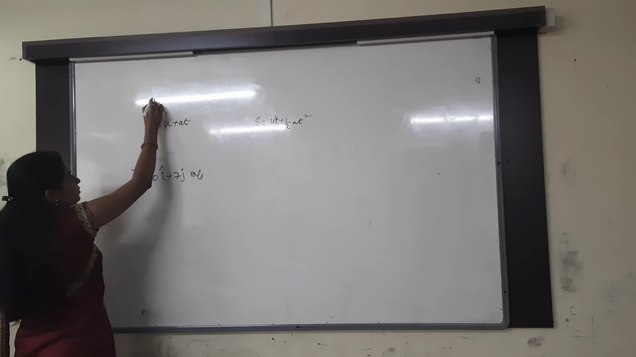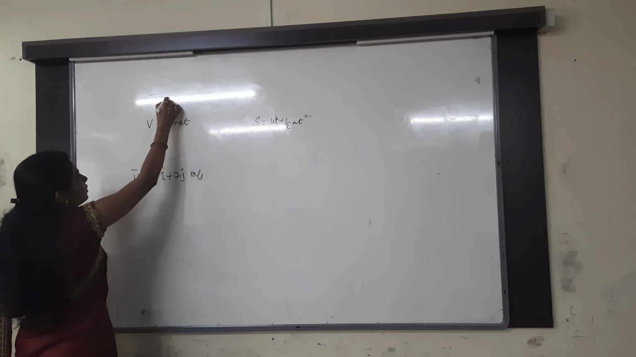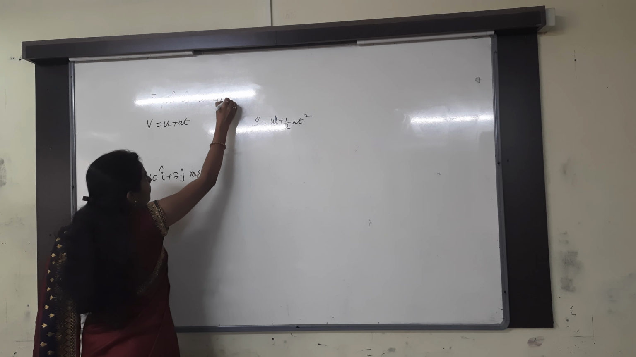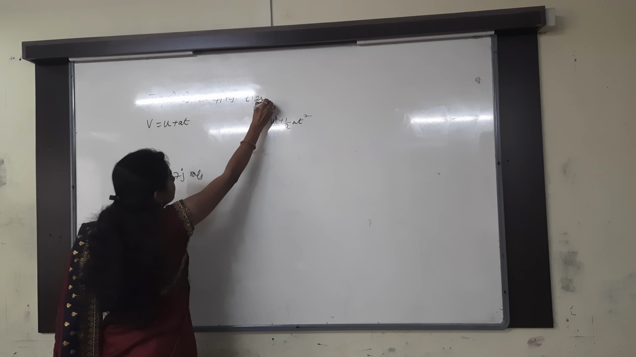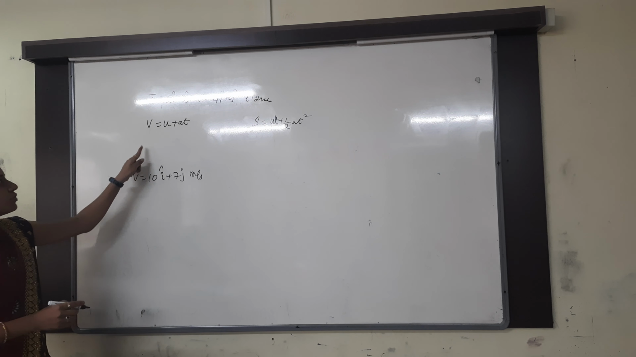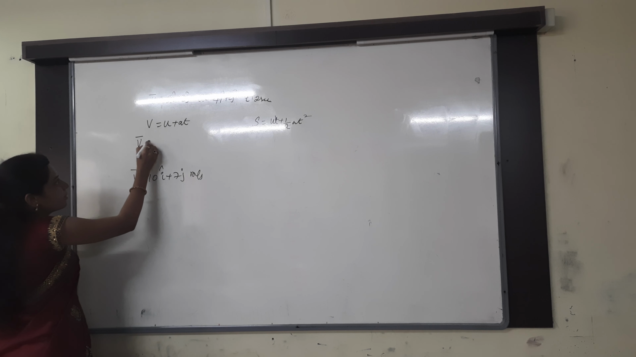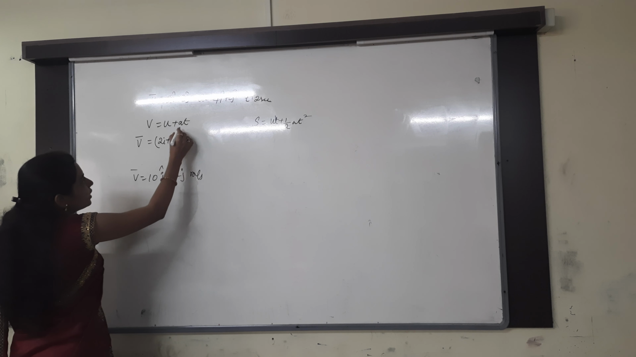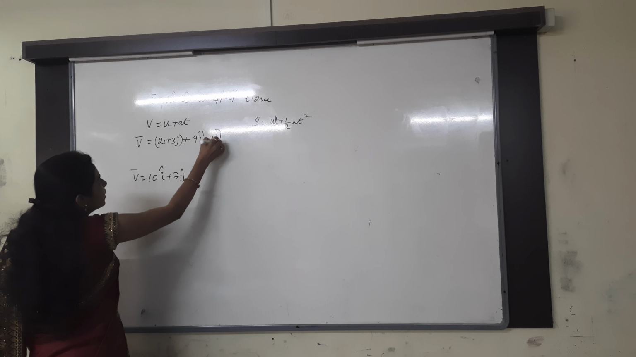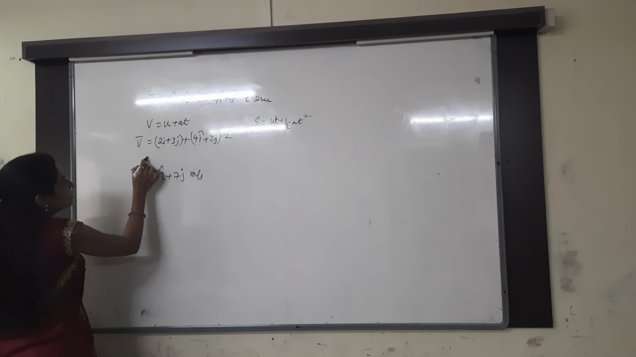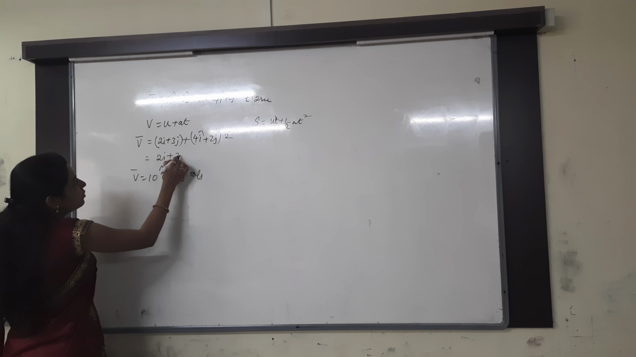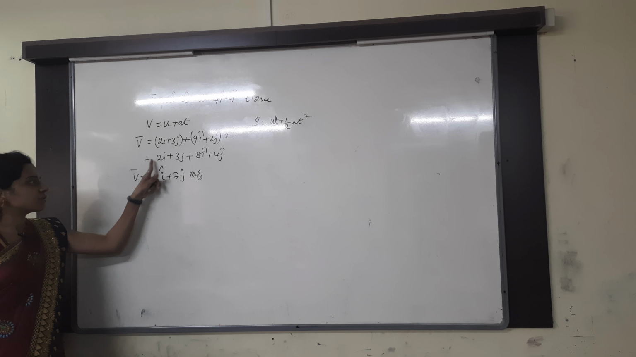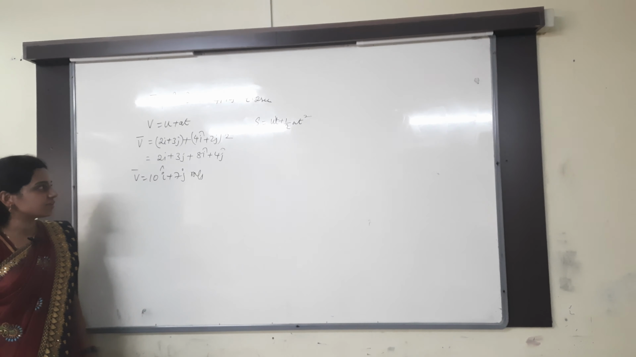Tell me what is u? u bar is equal to how much I have given? 2 i cap plus 3 j cap. a? 4 i cap plus 2 j cap. t? 2 seconds. So v bar is equal to u bar plus a bar t. So v bar is equal to u, how much? 2i plus 3j, plus a, how much? 4i plus 2j, into time 2 seconds. So here 2i plus 3j plus 8i plus 4j we will get. So totally 10i plus 7j we will get, that is v bar.